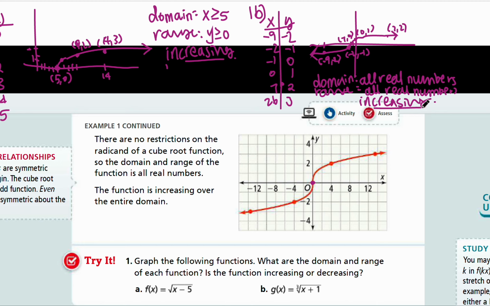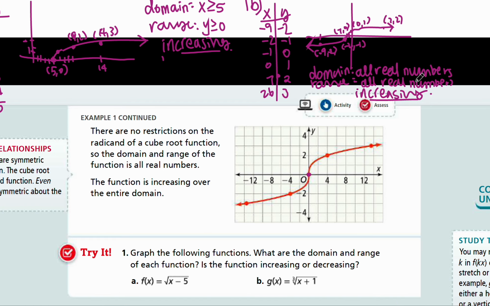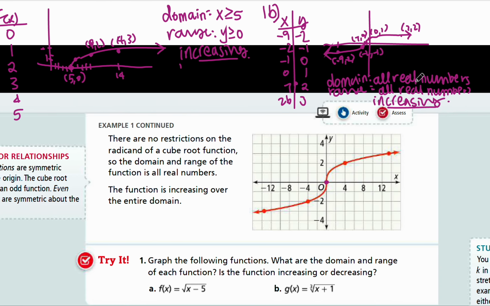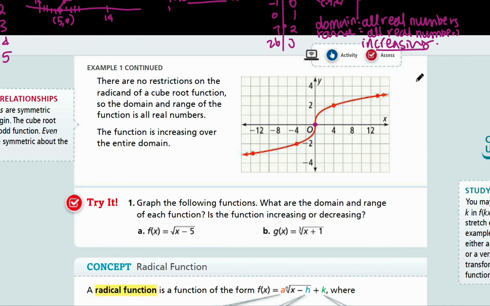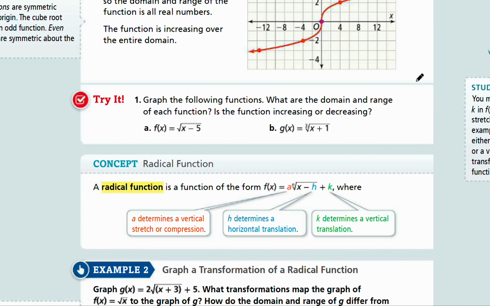So your radical functions will always have the entire graph increasing or decreasing. It's not like a quadratic function where there's going to be a domain where it's decreasing and then a domain that's increasing. For radical functions, you'll see it's increasing or decreasing throughout the graph. All right, so that was parts A and B for our example 1. Try it. Let's look at the concept of radical function.